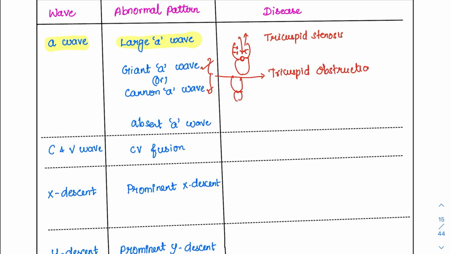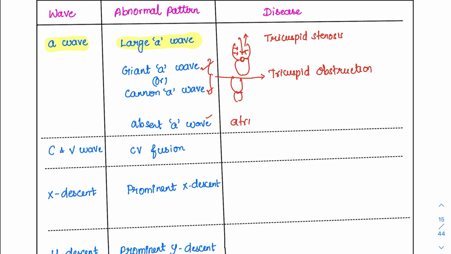And there is a third one, that is the absent A wave. When the A wave is absent, there is a condition called atrial fibrillation. In atrial fibrillation, the atrium is not contracting at all. The atria is shaking like this. So the absent A wave is seen in atrial fibrillation, because only when contraction happens can the A wave be present. Here contraction is not happening at all. It is just fibrillating, just vibrating. So in atrial fibrillation, we don't see an A wave.